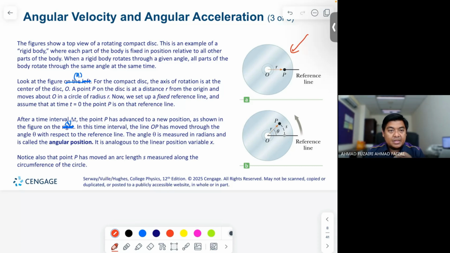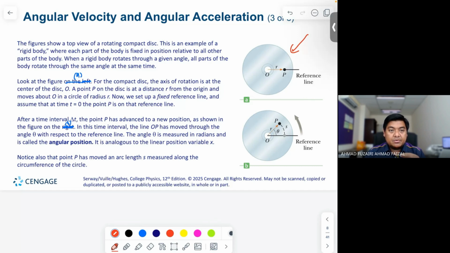We may see the example of a rigid body, where each part of the body is fixed in a position relative to all other parts of the body. We can think of the compact disc as a very rigid body. That means it's not scattered, and all parts are confined into a certain area. So all positions are fixed relative to all parts of the body.